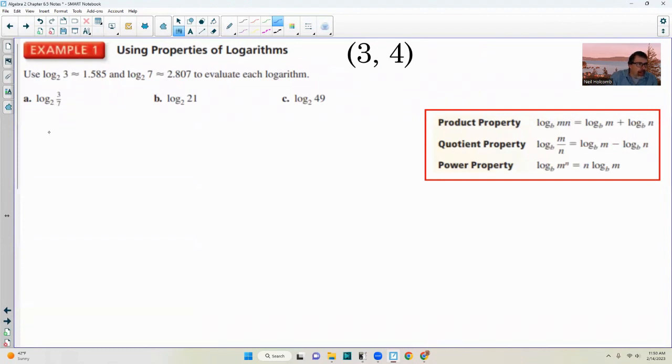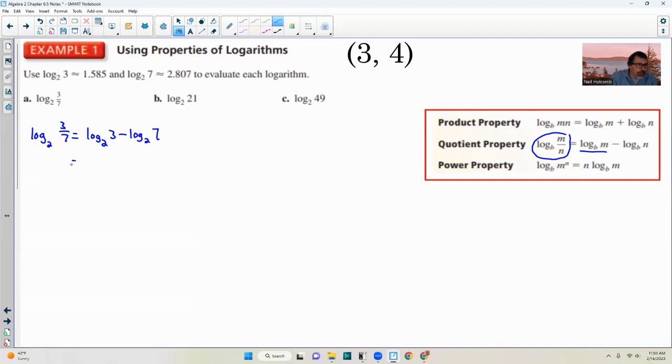So A says the log base 2 of 3 over 7. So I write the log of base 2 of 3 over 7 equals. And then I look over here and I see that it is the quotient property. And that's going to equal the log base 2 in this case of our numerator. So I'm going to write the log base 2 of 3 minus the log base b, or in this case 2, log base 2 of n, which is our denominator, or log base 2 of 7. And that's why they gave us these values here.